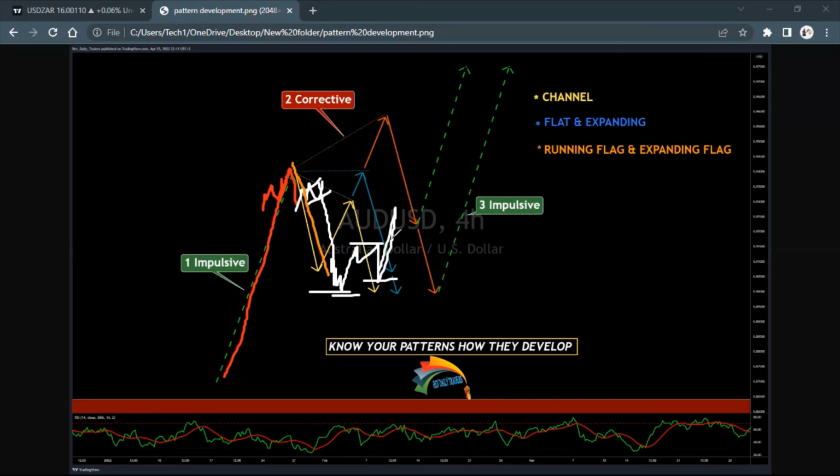So do trade with care if you see these patterns, and do practice more for you to master these patterns, guys. They are much easier if you are practicing, or every time giving time to these patterns, to know these patterns. Okay, guys, so I think we are done with showing you how to know your patterns, how they develop.